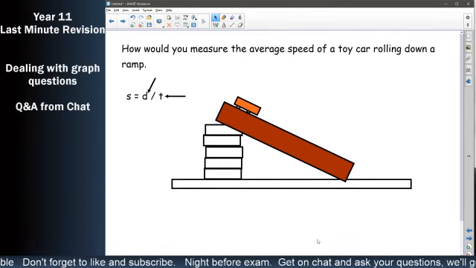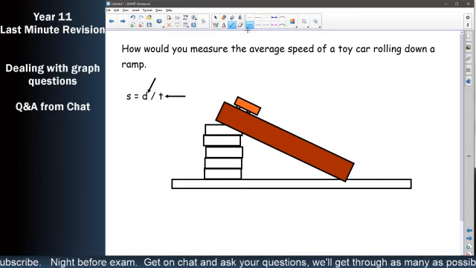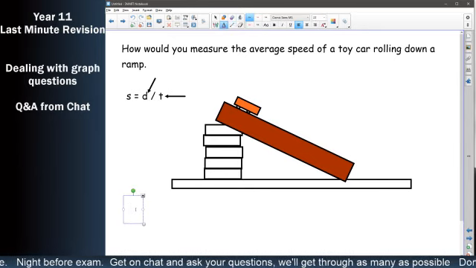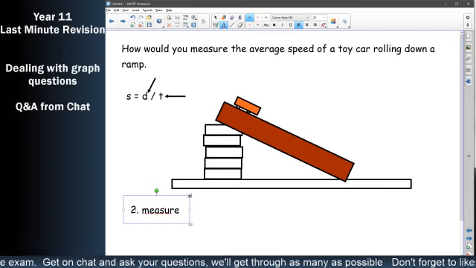Okay, so one ramp. I want to measure my average speed, so I want to use distance divided by time. So I need to now measure the distance here. Point 1 is set up the equipment as shown. Point 2 will be measure the length of the ramp.